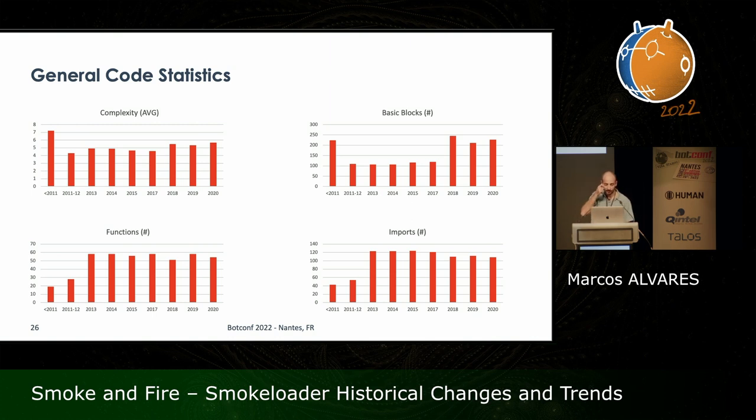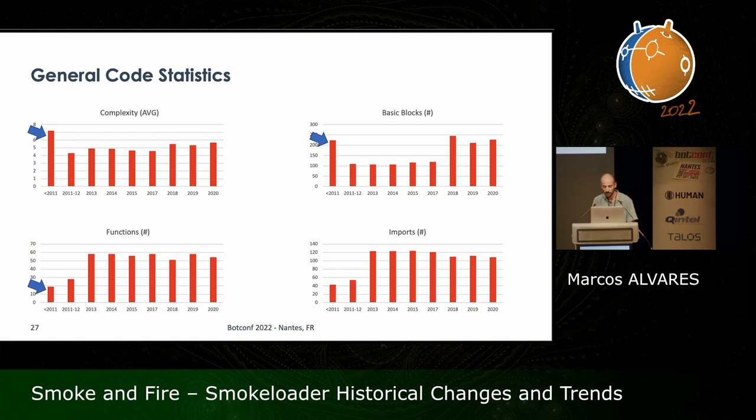And then I did some statistics on the assembly code. This is all based on IDA disassemblies. On the top left is the average cyclomatic complexity of functions in history. Top right, the count of basic blocks. Bottom left, the count of functions. Bottom right, the imports that Smokeloader dynamically resolves. It creates this import table there.